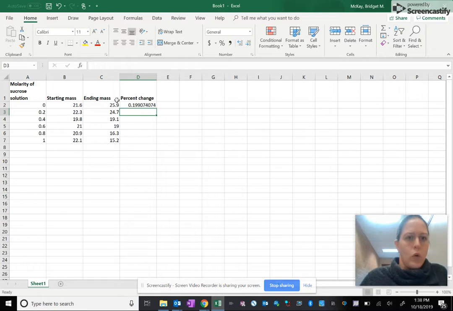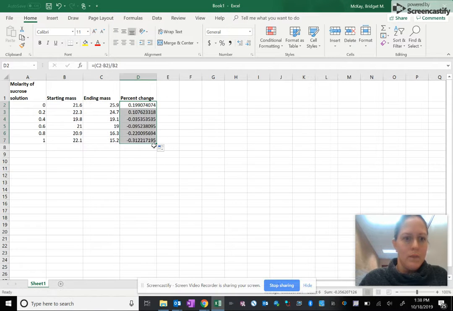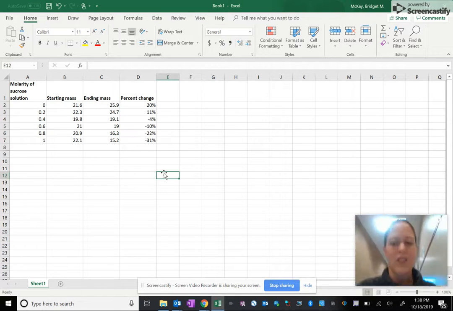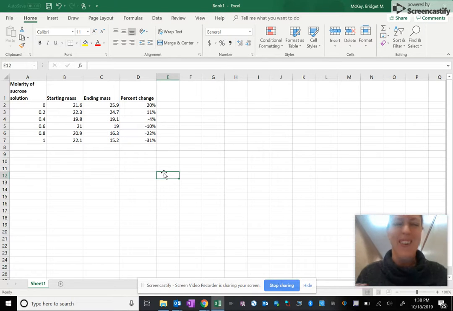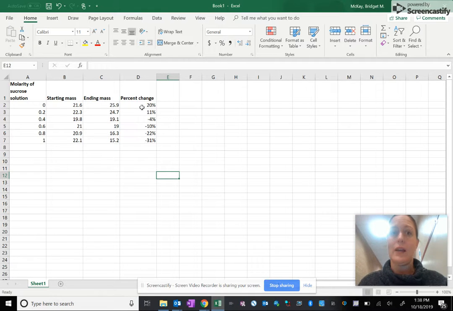Okay, so my baby carrot put in the pure water got 19.9% bigger. I can just highlight this so I have the little black plus in the corner, drag it down, ta-da. And then to just turn it into a percent, I can just hit the percent button. Okay, so there's my percent change of my carrots because they all start out with different masses. So I want to use percent change to standardize that, right? So I'm comparing them all like carrots to carrots, comparing them all as though they were the same size.